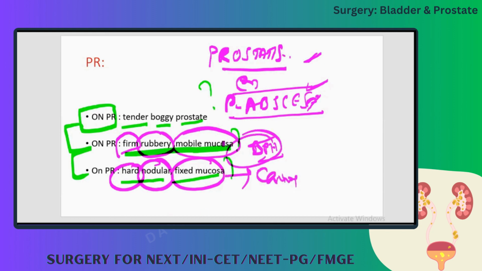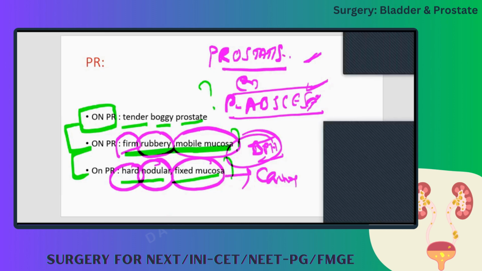BPH arises in which zone? Transitional zone. Carcinoma arises from which zone? Peripheral zone. So we are discussing the digital rectal examination. If there is a tender boggy prostate, it is a prostatic abscess or prostatitis, chronic or acute. If it is firm, this will be asked, and the same wording will be asked: firm, rubbery, mobile mass. Hard, nodular, fixed mass. So these two you have to understand. Same wording will be there for BPH and for carcinoma prostate.